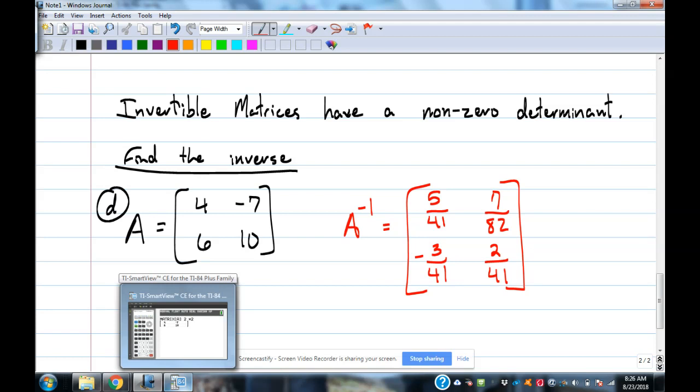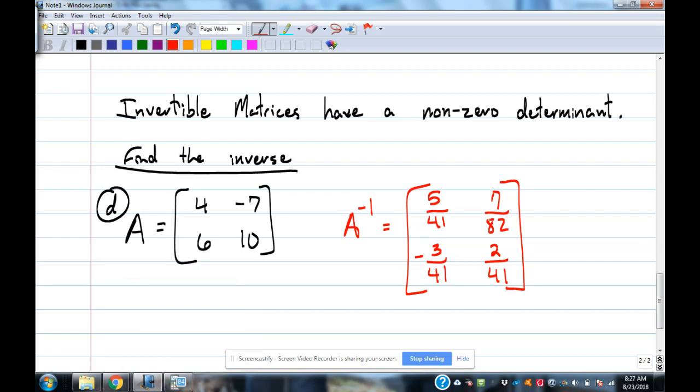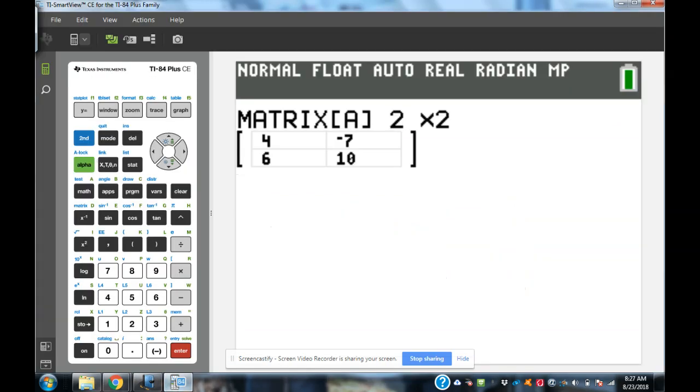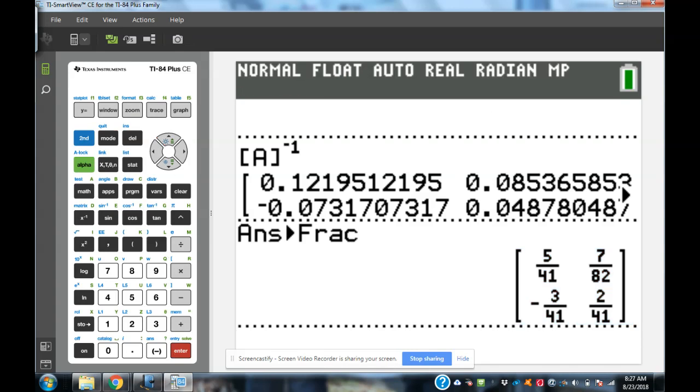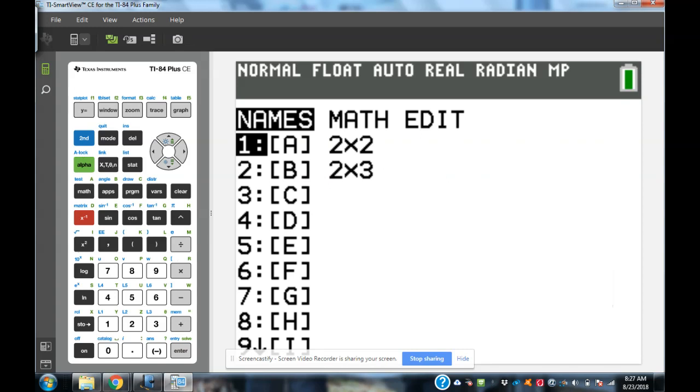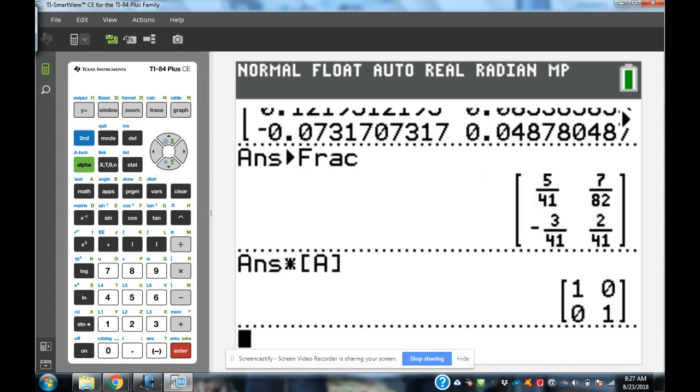One of the ways you can verify that the inverse is correct is to multiply those two together. If I take matrix A times this inverse, I'll get what's called the identity matrix. So if I take this second answer times the matrix that I put in, matrix A, this is what I mean by identity matrix, the ones and zeros.